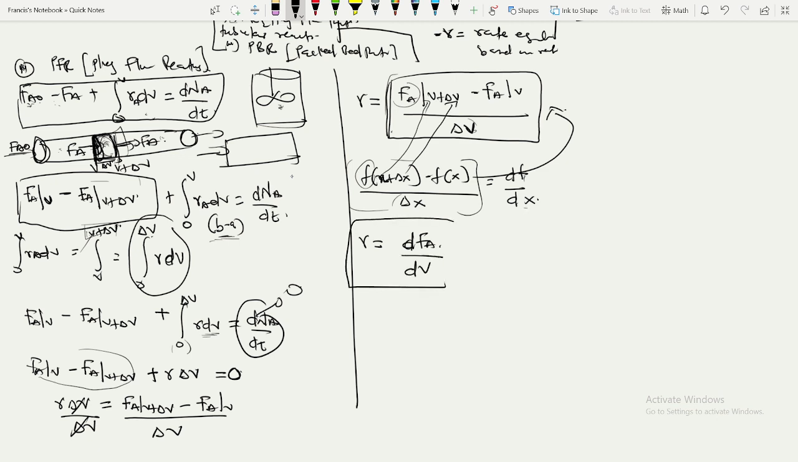And this becomes the design equation for plug flow reactors. Yeah, so we will end it here. The next time we continue.